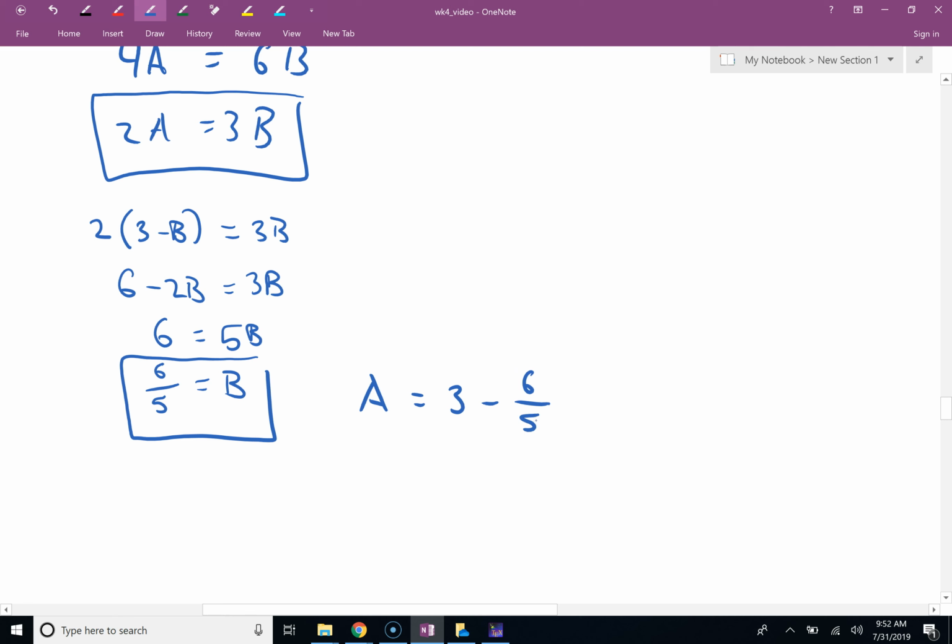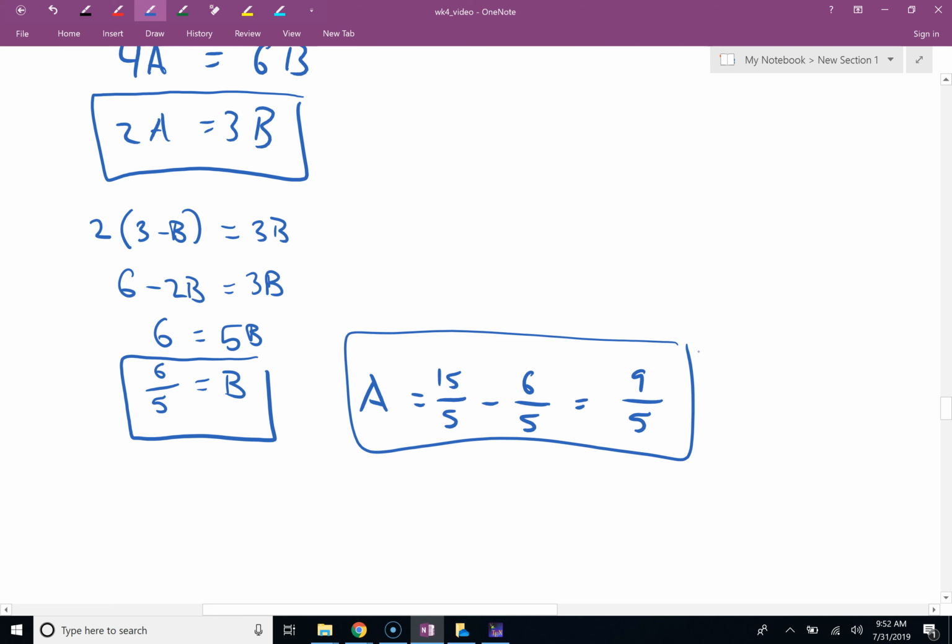And in fact, let's go ahead and write this. Instead of 3, let me turn this into 15/5. That's the same thing as 3, but with a common denominator. And so now I can simplify this fairly easily, and this is going to be 9/5. So 15 minus 6 would be 9/5. All right, so that would be my correct values for a and b.